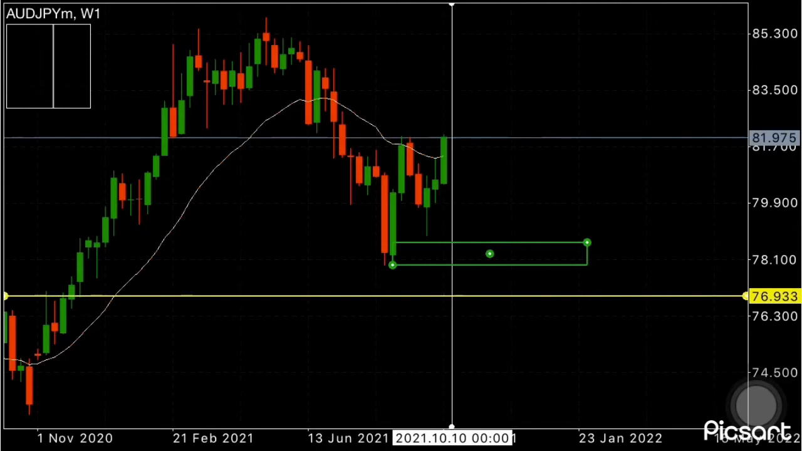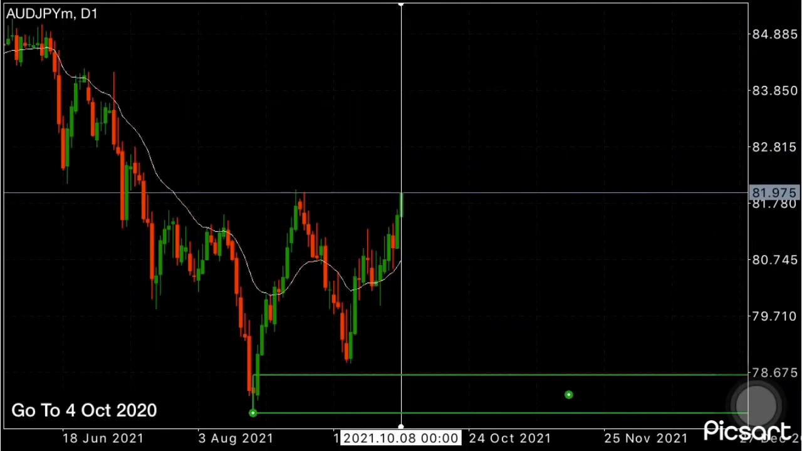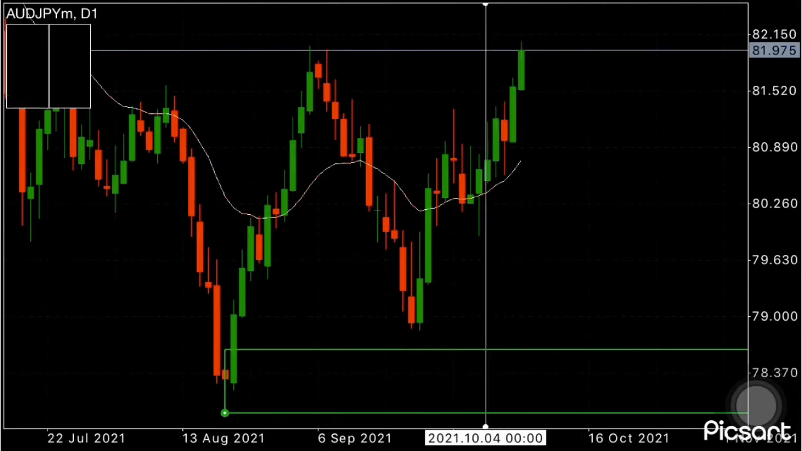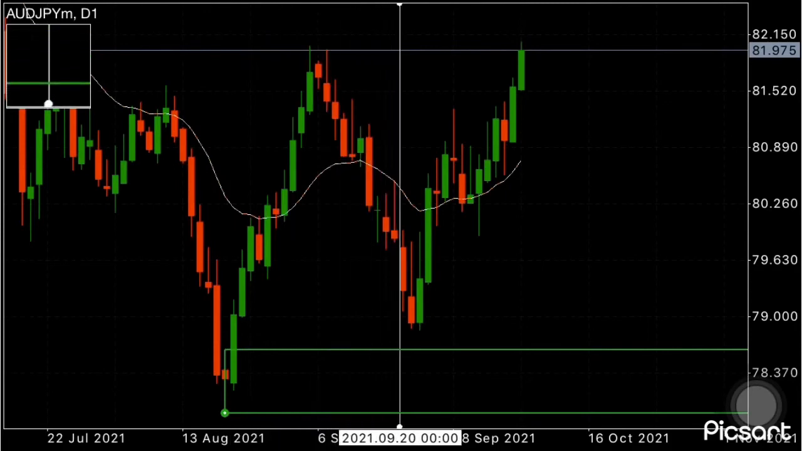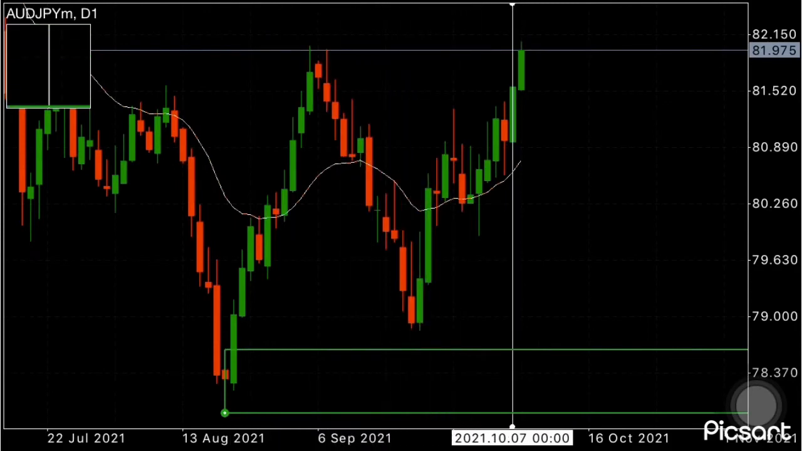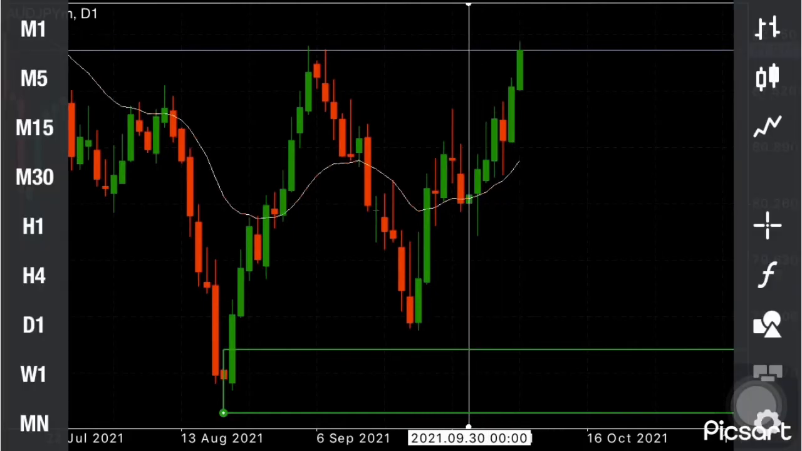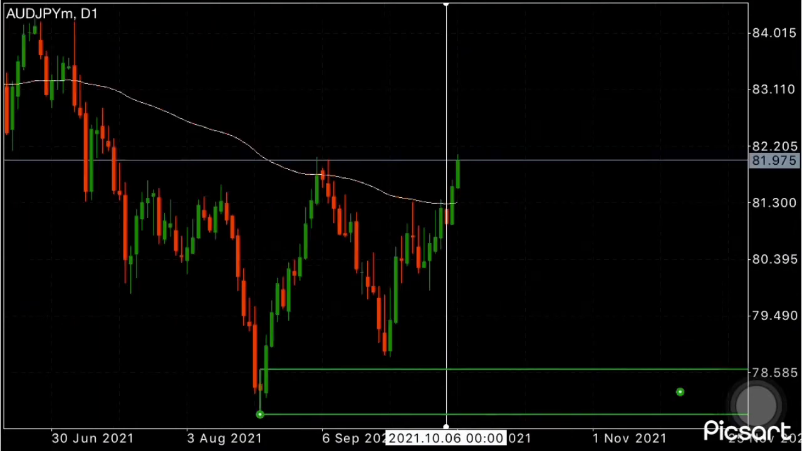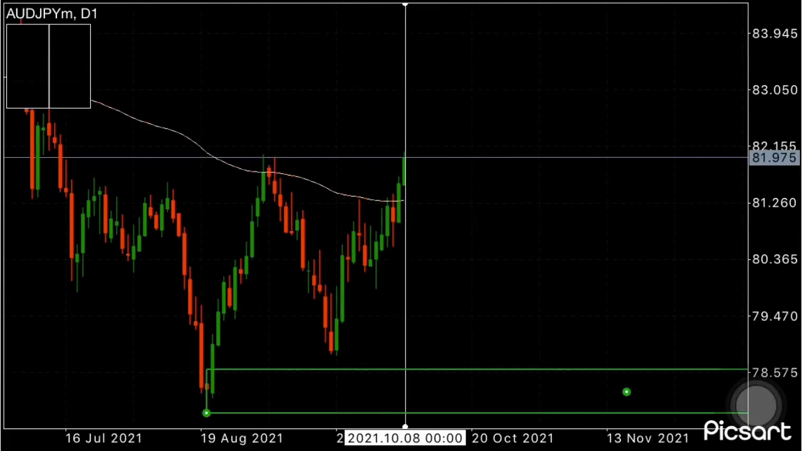So permit me at this point, guys, to switch to the daily time frame. It's clearer here. The price from this point is making a higher high, a higher low, and a higher high. So this is what we're seeing here. This is fine. This is what we're expecting from the AUDJPY pair.